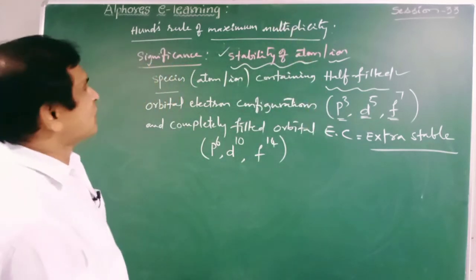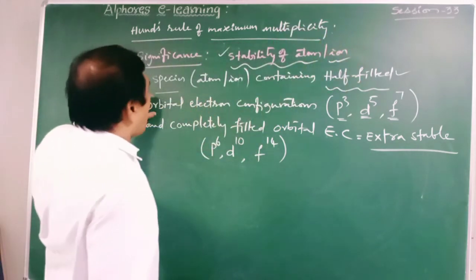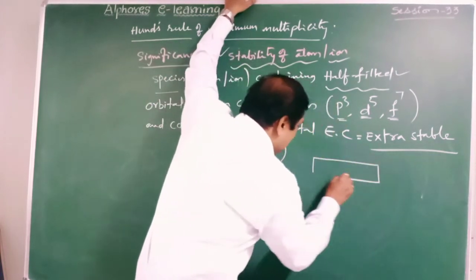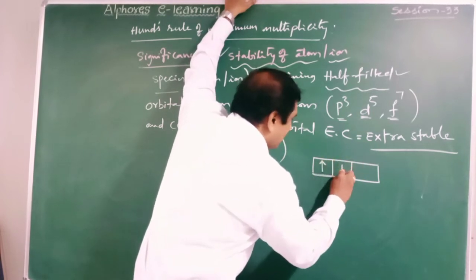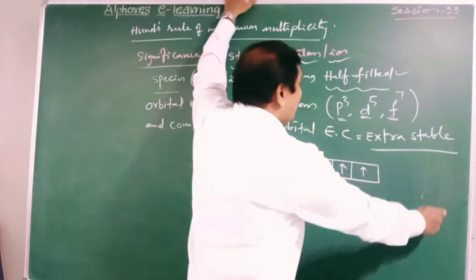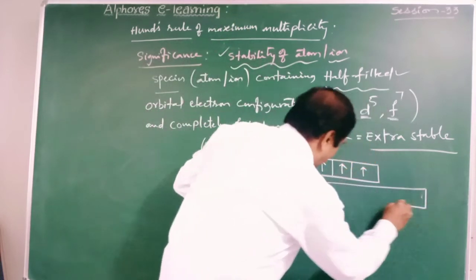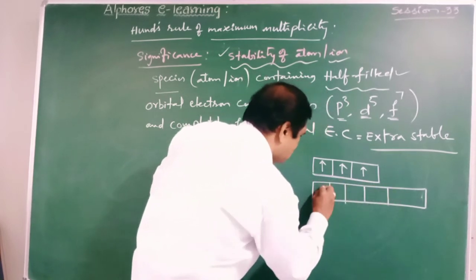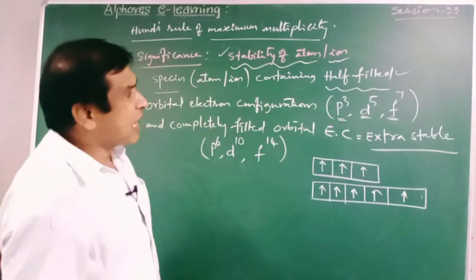Once again, what is the statement for this? Species containing half-filled orbital electron configurations such as p3. The 3 p orbitals half-filled means all the 3 p orbitals are filled with 1 electron each with parallel spin. That is called half-filled p orbitals. Similarly, all the 5 d orbitals are filled with 1 electron each: 1, 2, 3, 4 and 5. So that is half-filled d orbitals.